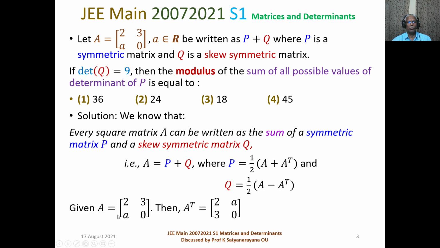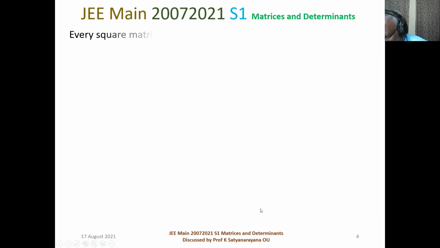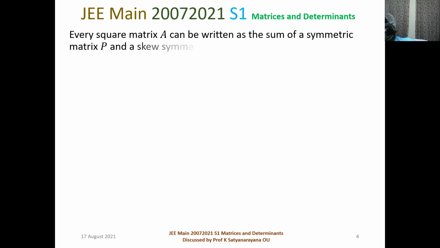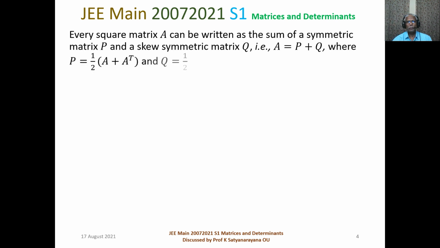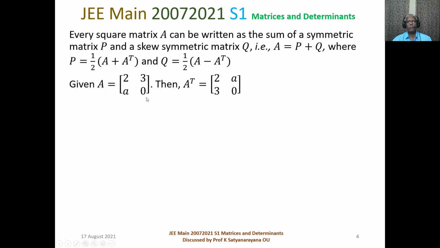Given A is the 2 by 2 matrix with first row 2, 3 and second row a, 0, then A transpose will be, writing the first row as first column and second row as second column, 2, a, 3, 0. This is the result we know, and we are given the matrix A and its transpose. Now we write down P.